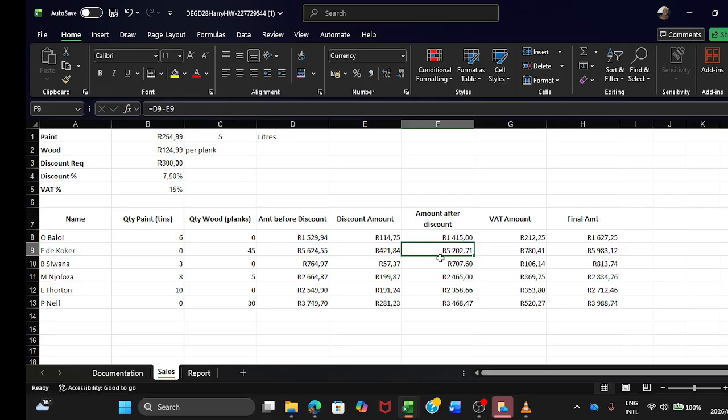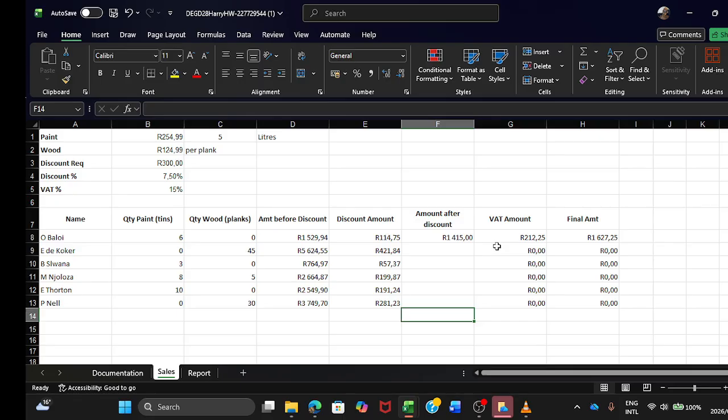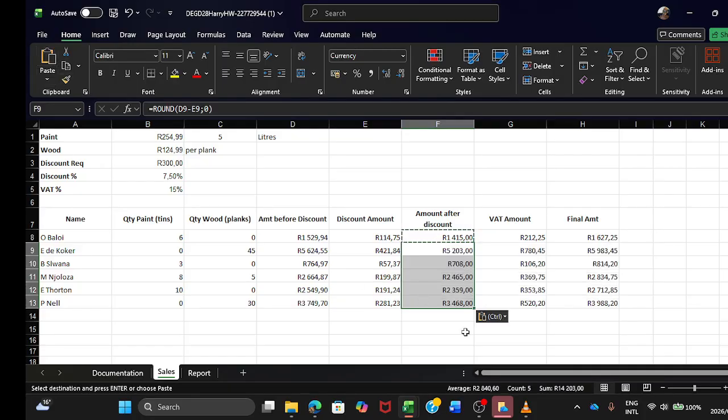Alright, yeah, let's just round this to the nearest tens. Something in me is just telling me that we have to round this. We can't just leave it like that. Don't worry, we see that we have 0 now. The moment we copy and paste, it's going to go back to normal.